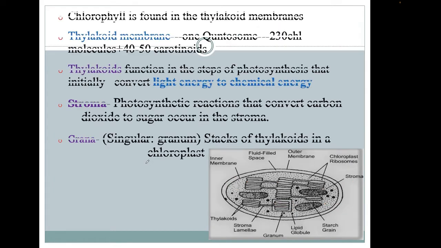In this diagram also. So chlorophyll is found in the thylakoid membranes. Thylakoid membranes have quantosomes, that is, 230 chlorophyll molecules plus 40 to 50 carotenoids. Thylakoids function in the steps of photosynthesis that initially convert light energy to chemical energy. Photosynthetic reactions that convert carbon dioxide to sugar occur in the stroma. These all are the stroma. And the grana, the singular is granum, are stacks of thylakoids in a chloroplast.